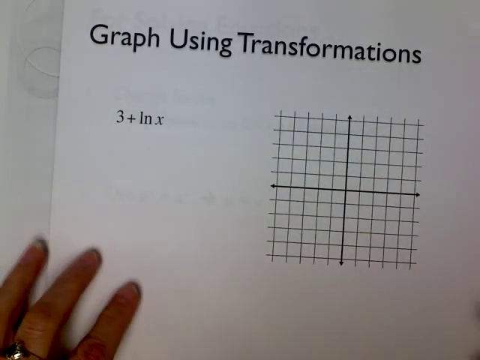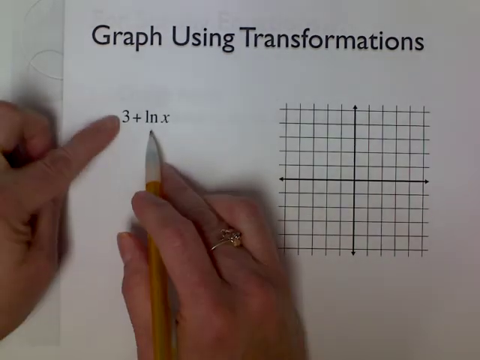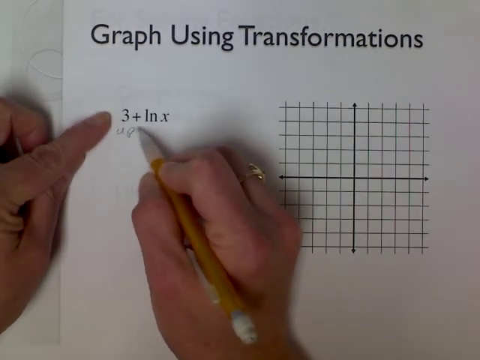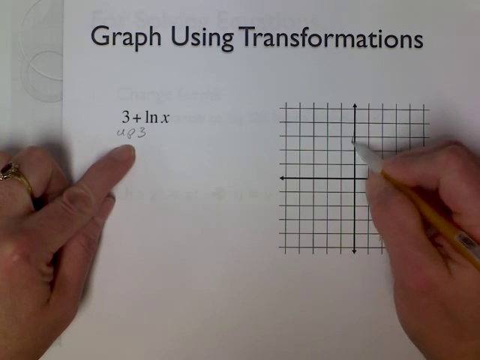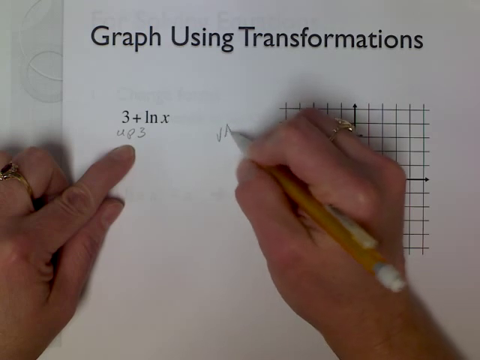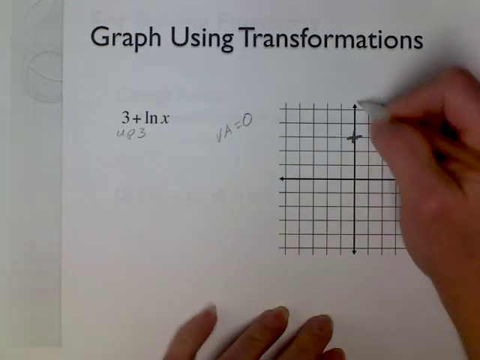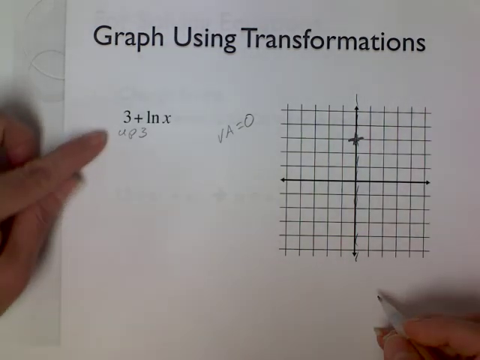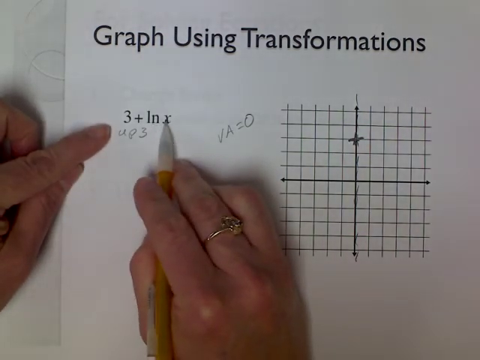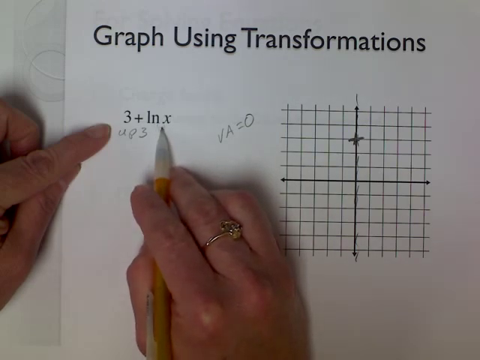Let's do one with e. 3 plus ln x means that it's going up 3. So I'm going to move my origin up 3. Does my vertical asymptote change? No, it's still 0. So I'm going to put that in there. Okay, ln x means that the base down here is e. There's an e down there.